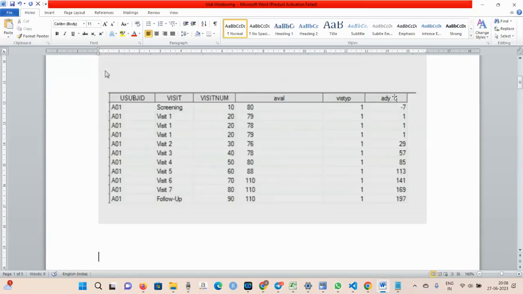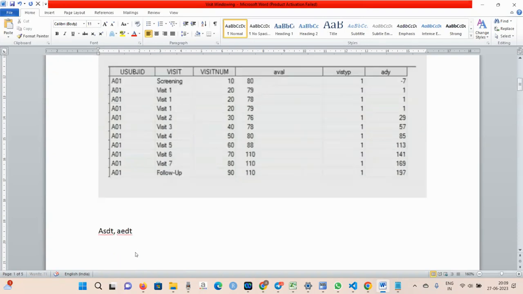Basically, if you have partial dates, you derive the analysis start date. Remember, I explained for AESTDTC, if you have a partial date, we derived these: ASTDT and AENDT, the analysis start date and analysis end date. From these we calculate the duration, like AENDT minus ASTDT plus 1. That's that kind of duration.